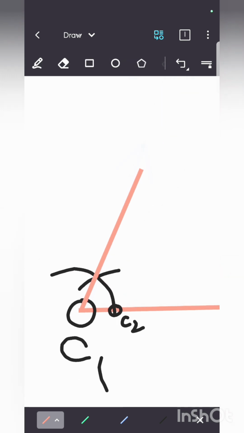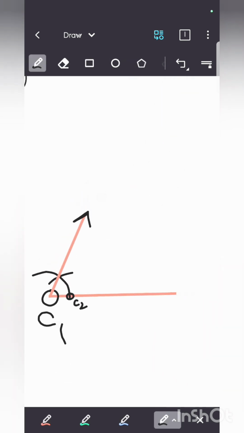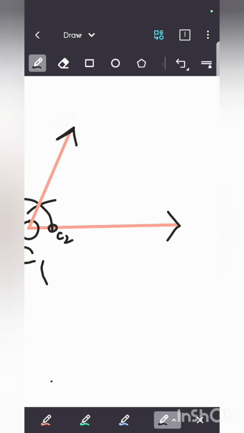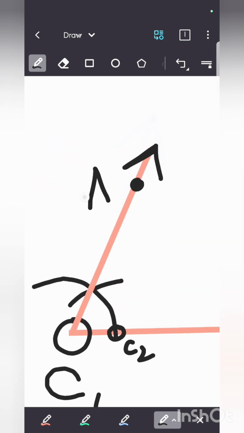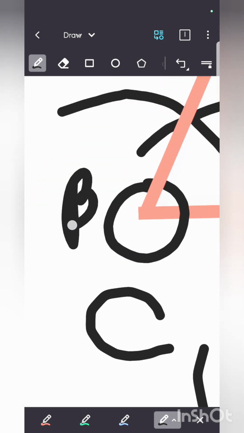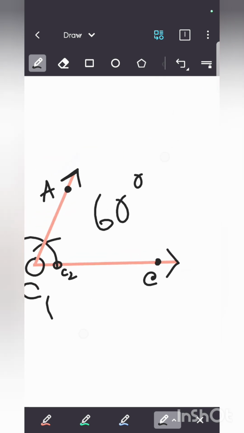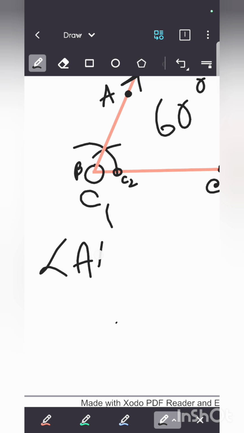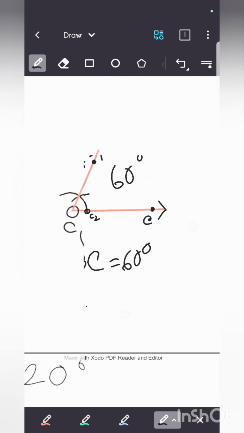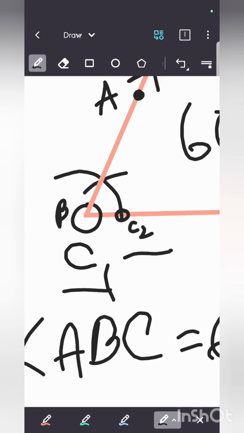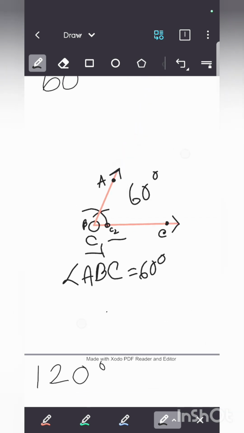But not drawing only. We have to name it. And I teach you how to name an angle. I give this point A, this point B, and this point C. And then the name of the angle would be ABC equals 60 degrees. Don't write the C1, C2 in your drawing. I just write it so you can understand.